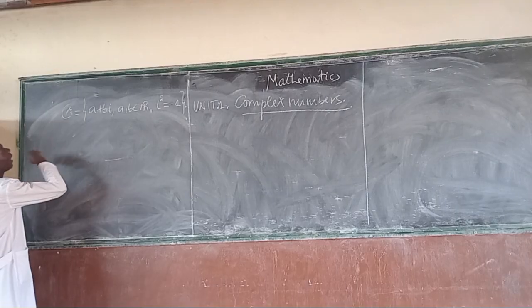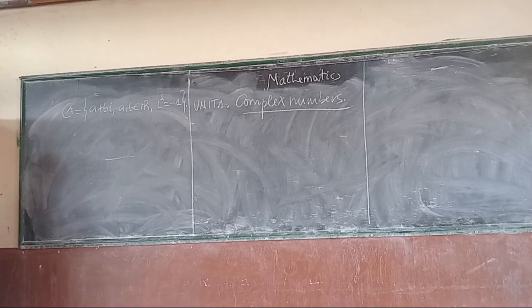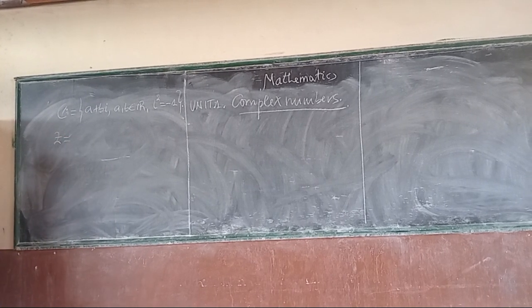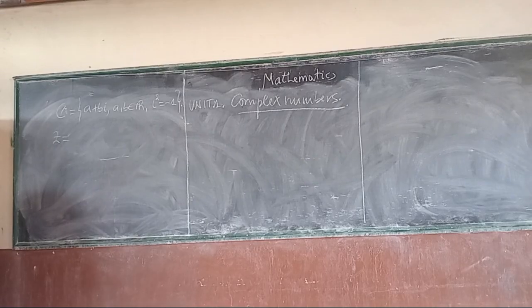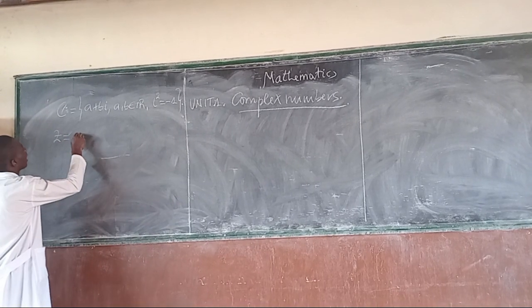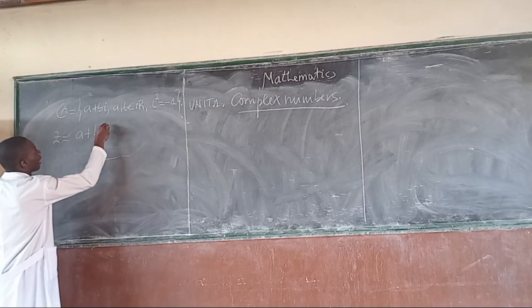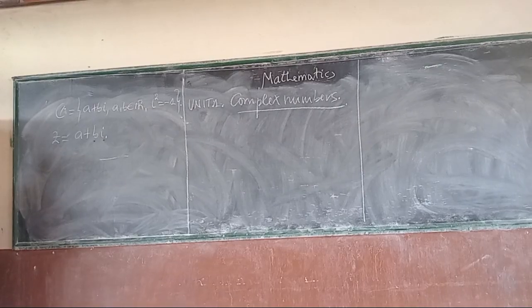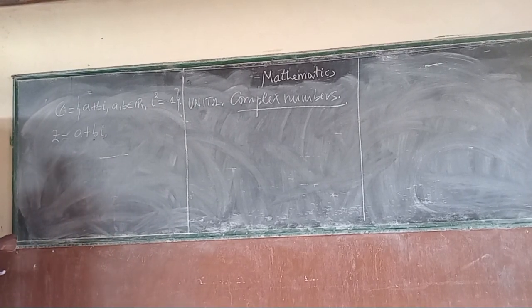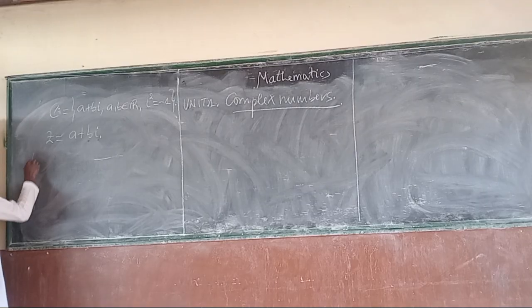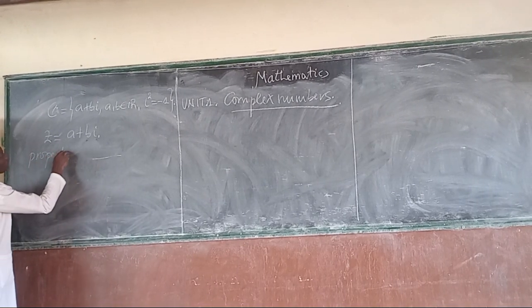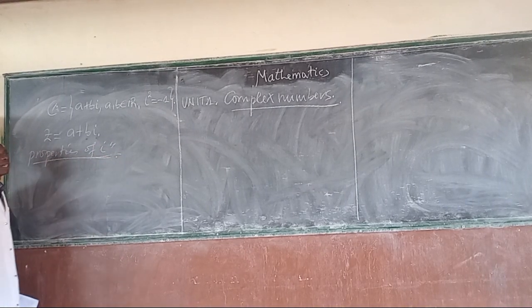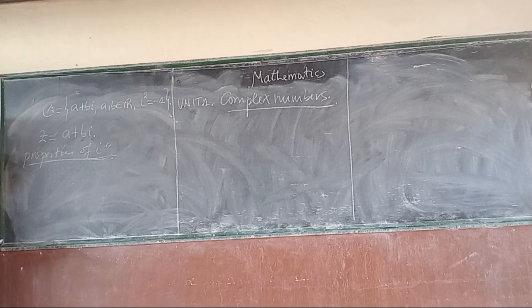We have different forms of a complex number z. In the algebraic form, this complex number z is written as a plus bi. And you know that you can write bi or ib, and so on. Also, you have to revise the properties of i. Please remind yourselves about these properties of i.